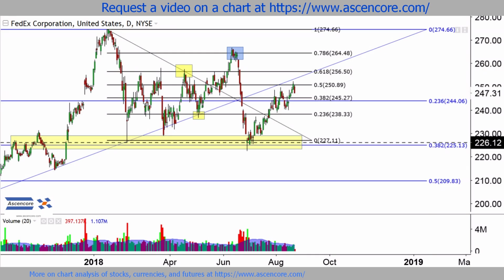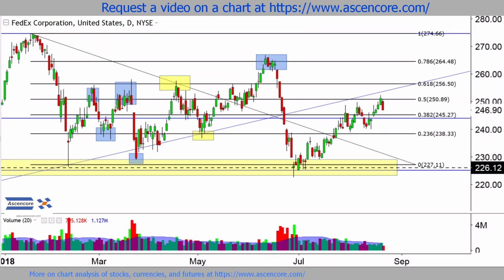The support zone in the mid-220s was identified as a major area of significance since at least late April. This area emerged as the most critical support zone where a major reversal was likely to occur due to several factors. First, let's begin by explaining the formation of this key support zone.